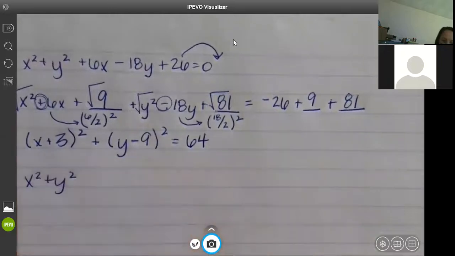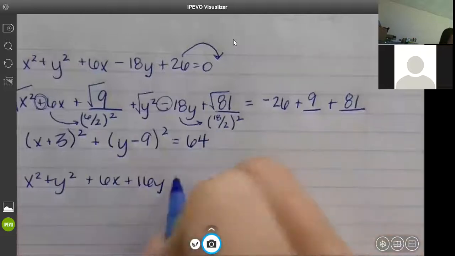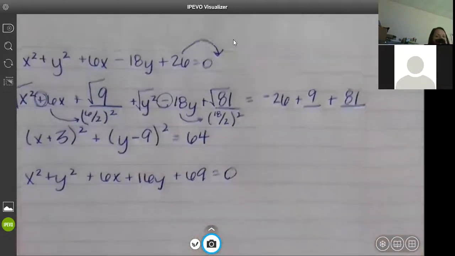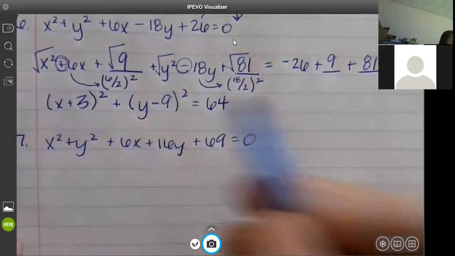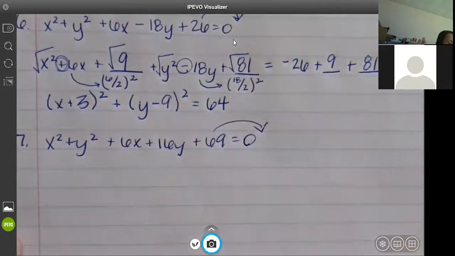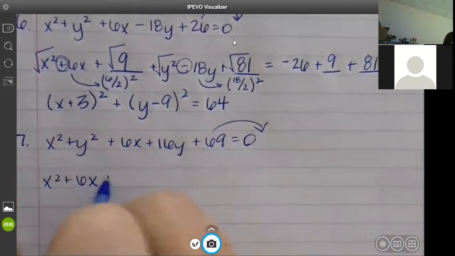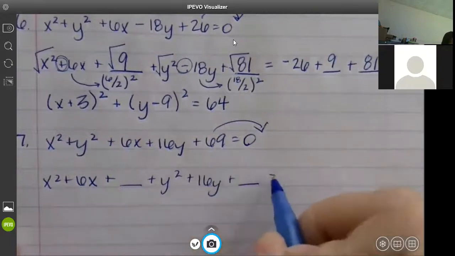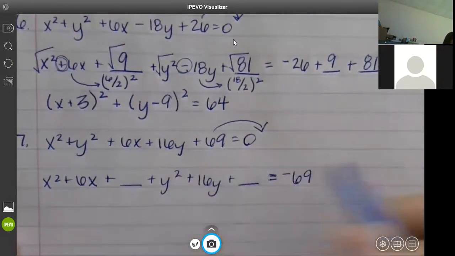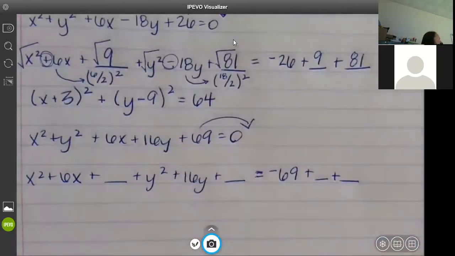So let's look at number 7. X squared plus y squared plus 6x plus 16y plus 69 equals 0. What do I have to do first? You can move the 69. What else? X's and Y's together. Perfect. So x squared plus 6x, plus a blank. Then I have plus y squared plus 16y plus a blank. And I'm moving that 69 over by subtraction. And what I do to one side, I have to do the other. Add the 2 blanks.